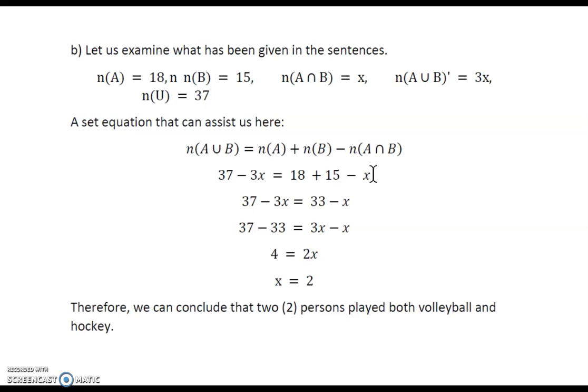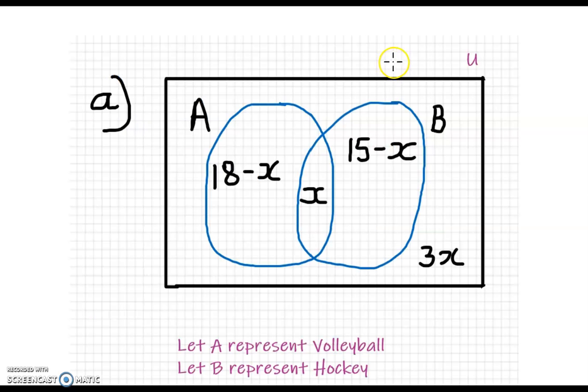Alright, so the question is how many elements do we have in A union B? That is the question. Now we can get the answer from the example and the Venn diagram. The number of elements in the universal set is 37, representing the 37 persons who responded to the survey. In that survey, there were 3x persons who could not play volleyball or hockey.